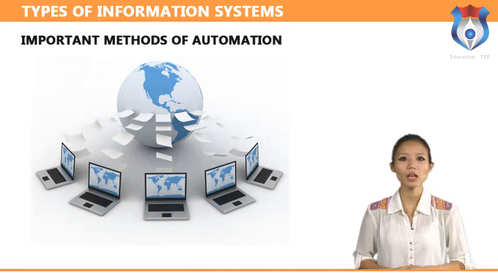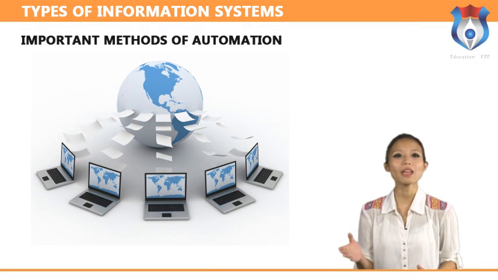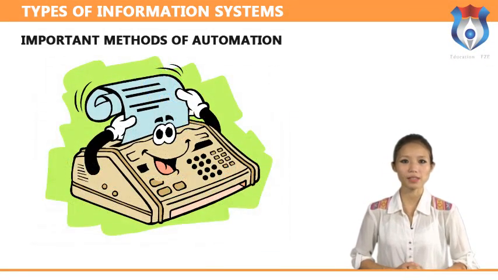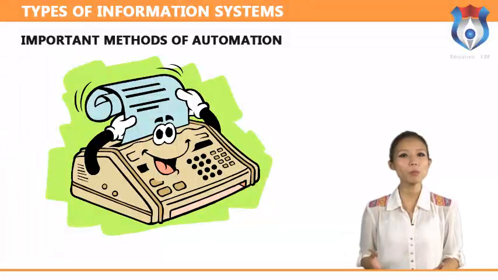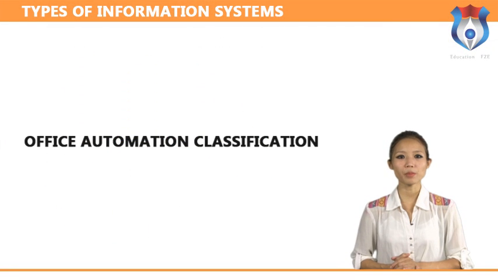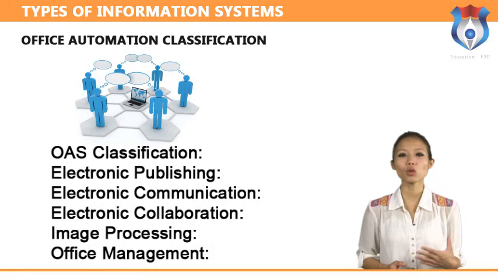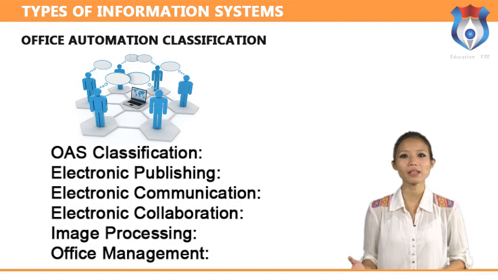Video conferencing. It is a transmission of image, video and speech audio back and forth between two or more physically separate locations. Fax. Fax or telefax is a telecommunication to transmit and reproduce documents by wire or radio wave. Office automation classification. Electronic publishing systems include word processing and desktop publishing. Electronic communication systems include email, voicemail, fax and desktop video conferencing.